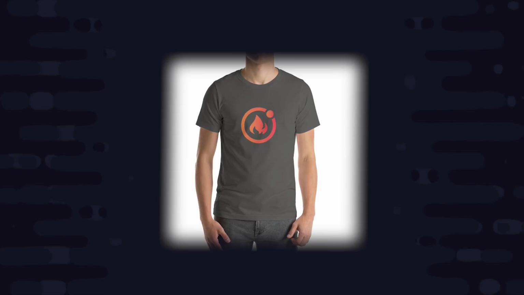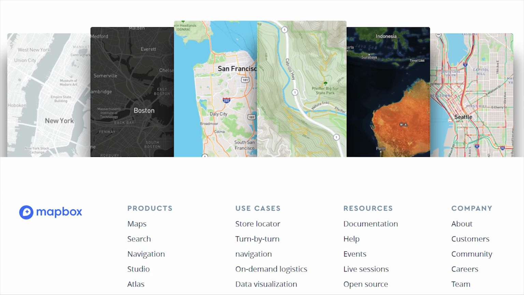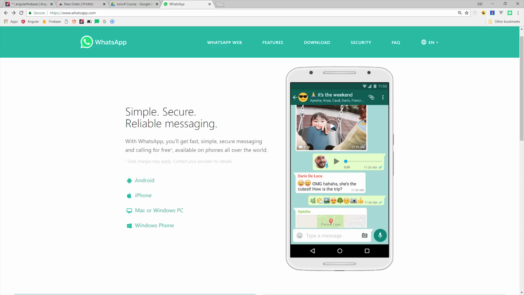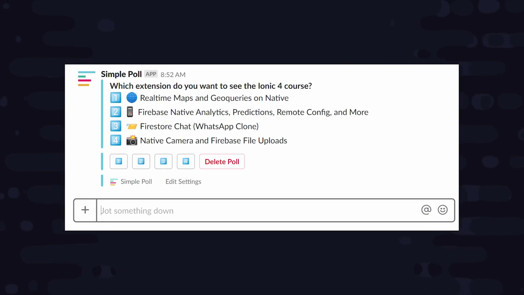So now that we have a good foundation for this course, it opens up the door for extended features like Firebase analytics and predictions. We could build a geolocation feature using Mapbox or Google Maps. We could do a more complex Firestore exercise like building a WhatsApp clone, or we might build out an image-based feature that uses Firebase storage and some of Google's machine learning libraries. I'll just let you decide by voting.